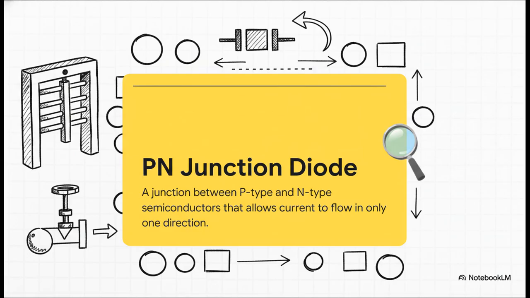So what is a PN junction diode? Well, think of it as the electronic version of a one-way turnstile at a subway station. It's made by sticking two different types of semiconductor material together, a P-type and an N-type. And the real magic happens right at that junction, which creates a barrier that only lets current flow in one direction. It's pretty much the most basic form of electrical control you can have.